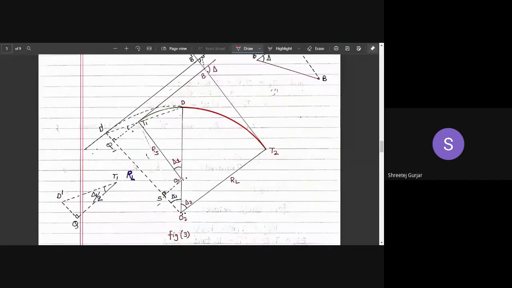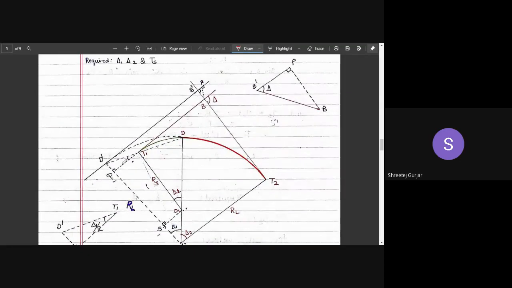Now in this particular fifth case, consider O1S. This particular line we have to check. O1S is equal to what? This particular line is also equal to T1Q, because it has the same length. Now, how can we calculate this T1Q?